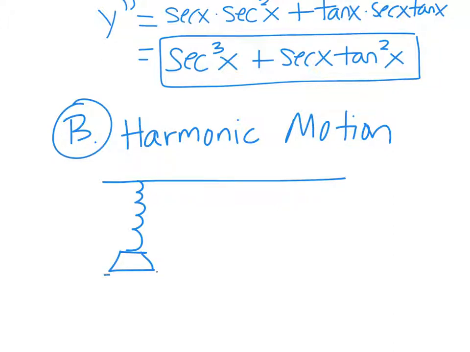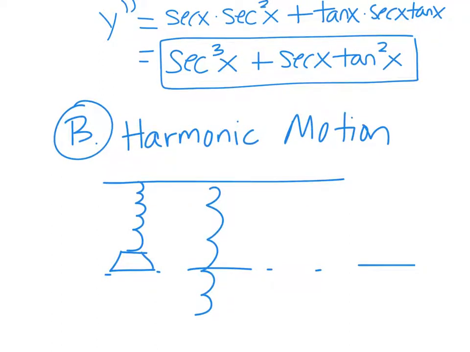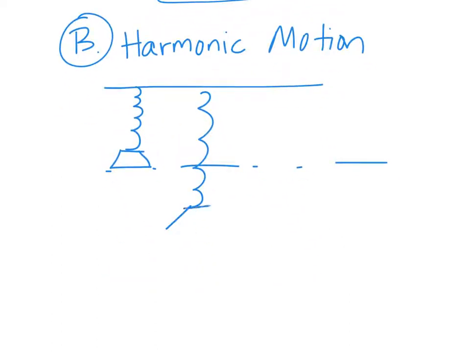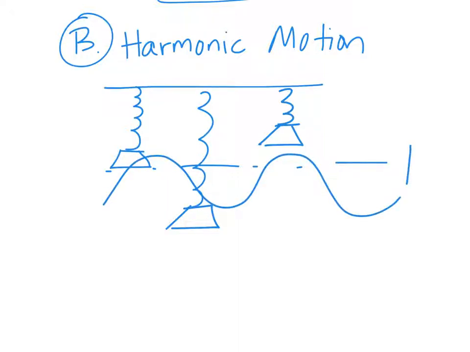You pull it down. So here's the resting position. You pull the weight down to here. And what's that weight going to do? It's going to spring up, and it's just going to bounce back and forth, right? Well, what happens is you end up getting a nice little sine wave or a cosine wave a lot of times.